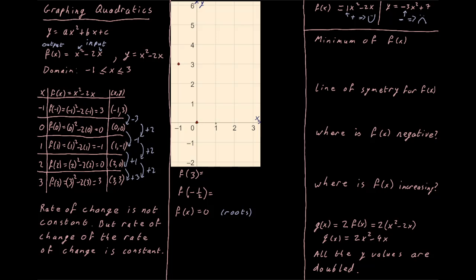So in the door 1, down the stairs -1, in the door 2, up the stairs 0, and in the door 3, up the stairs 3. So those are the points that I've got. Now this is a curve. Very obviously this is not a straight line. So when I'm connecting my dots, I need to know that I'm dealing with a curve.